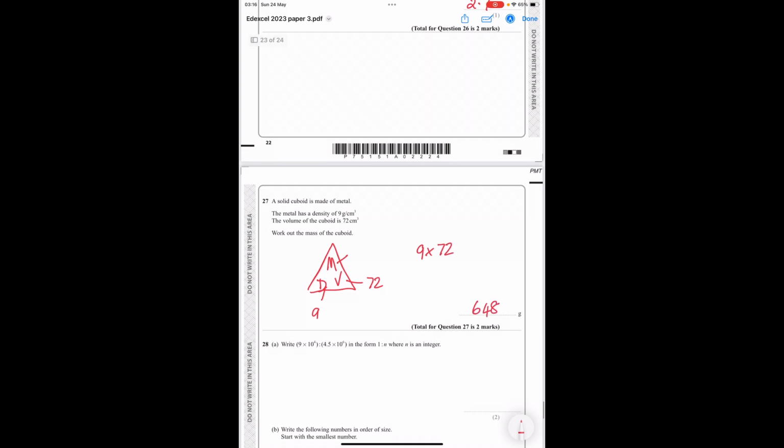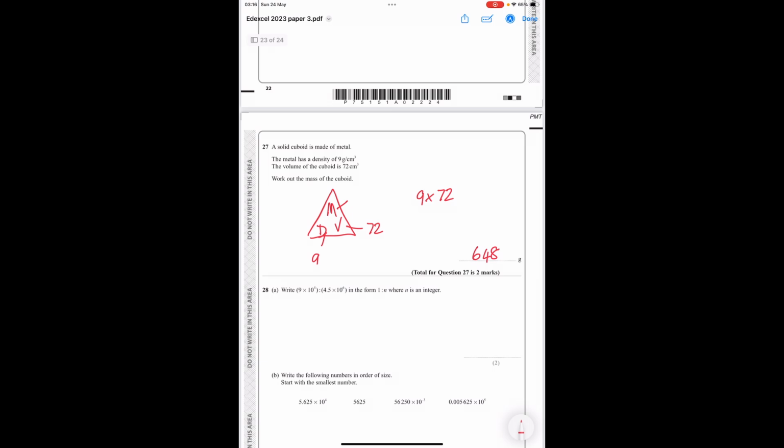A solid cuboid is made of metal. The metal has a density of 9 and the volume of the cuboid is 72. So my density, mass, volume, the density is 9, the volume is 72. So to find the mass, I'm going to do 9 times 72, which is 648.